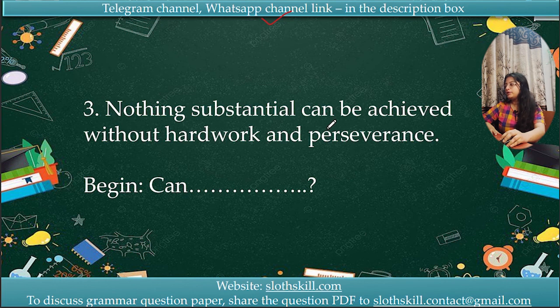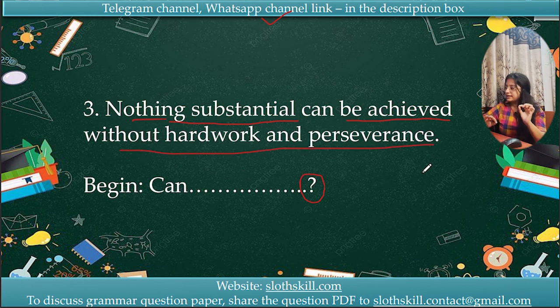Correct? Next question: Nothing substantial can be achieved without hard work and perseverance. We have to be careful, because a question mark is placed over here. We have to end it that way. Either you will be told to change the assertive sentence into an interrogative sentence, or you will be given like this: begin and end with a question mark. So: Can anything be achieved, can anything substantial be achieved without hard work and perseverance? Question mark. Clear? All the words need to be there, right? Next question.